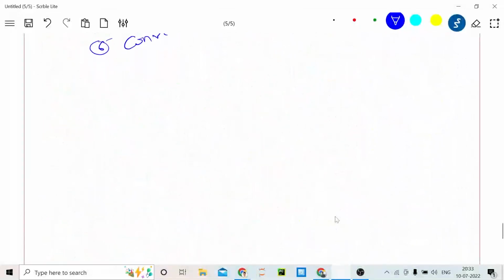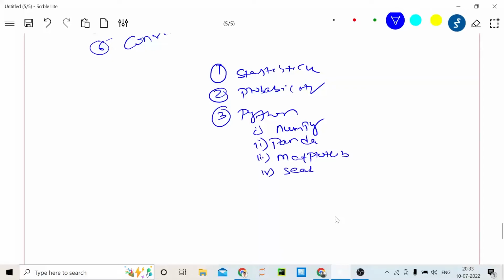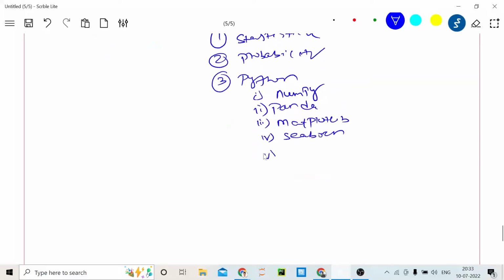First of all, you have to know statistics. Number 2, you have to know probability. Number 3, you have to know Python. In Python, you have to know libraries like NumPy, Pandas, Matplotlib, Seaborn, and some basic operations.